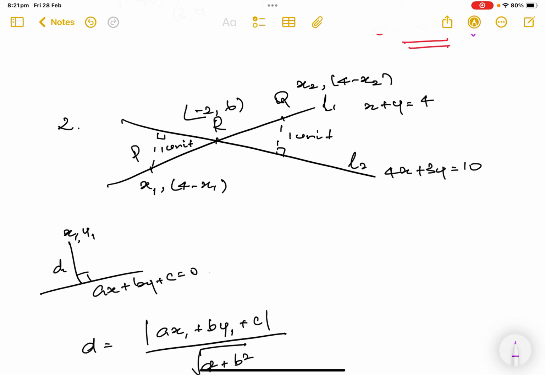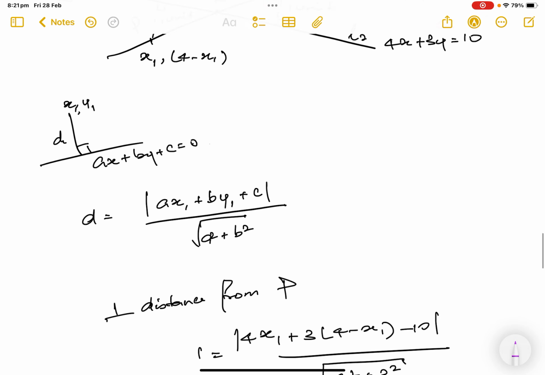L1 and L2, and P and Q are two points on L1. I took the coordinates of P as x1, and I didn't put y1, because we know the equation x plus y equal 4, therefore y is 4 minus x. So P is x1, 4 minus x1. The same for Q: x2, 4 minus x2.